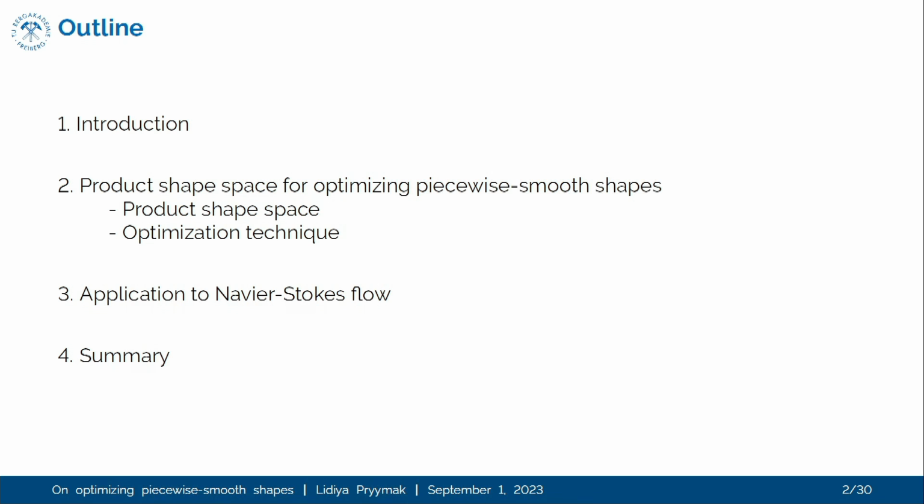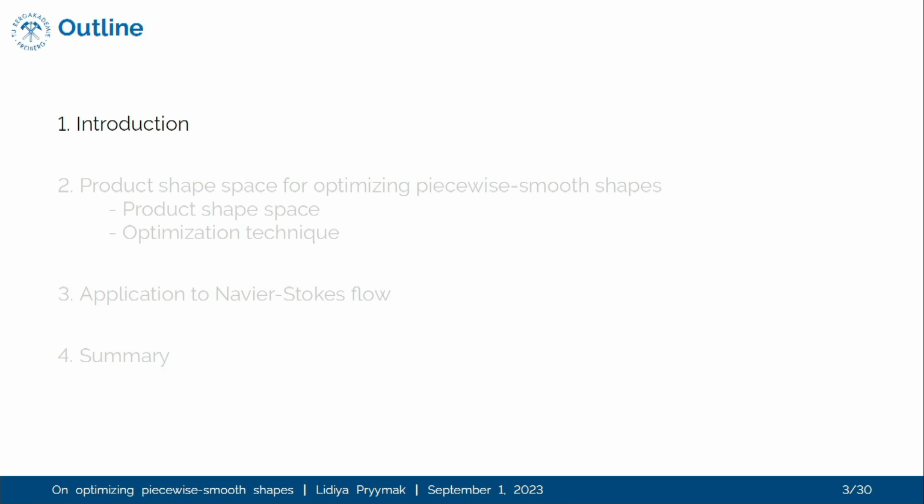And for defining this novel shape space, there are different topics, different tools that we need to connect, which I will give an introduction on in the first part. And then we will look at the definition of this shape space and also derive an optimization technique, which we will apply to an optimization problem constrained by the Navier-Stokes flow.